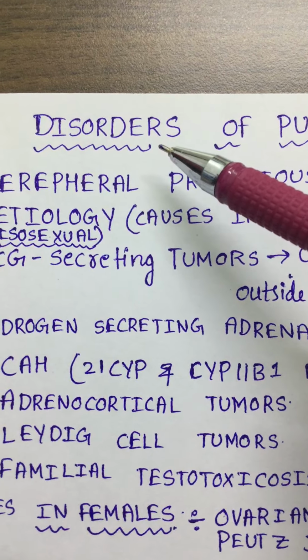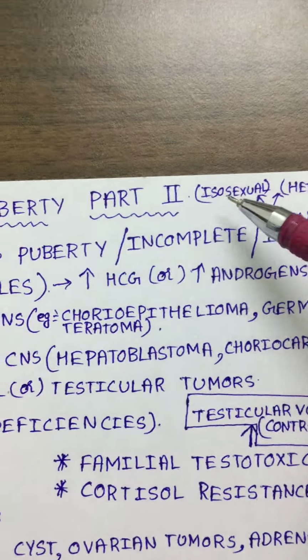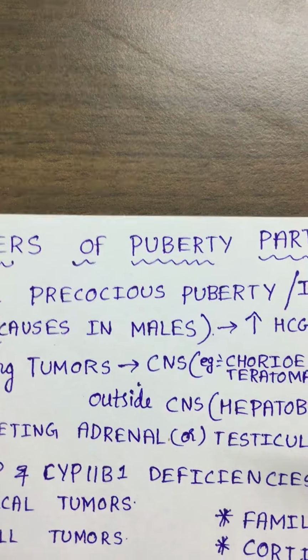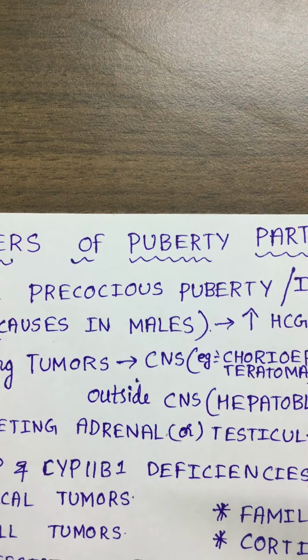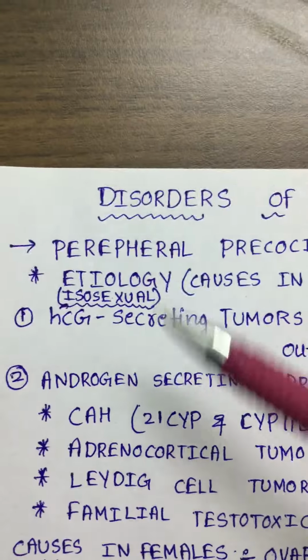Today we will discuss disorders of puberty, part 2. In part 1 we discussed the physiology of puberty and also central precocious puberty. Now we will discuss peripheral precocious puberty.